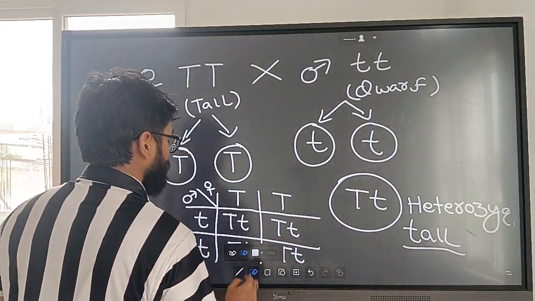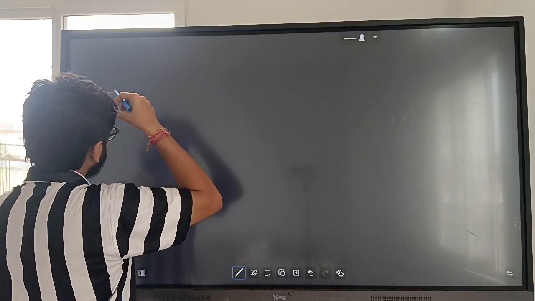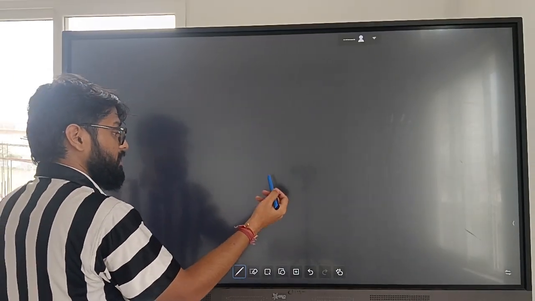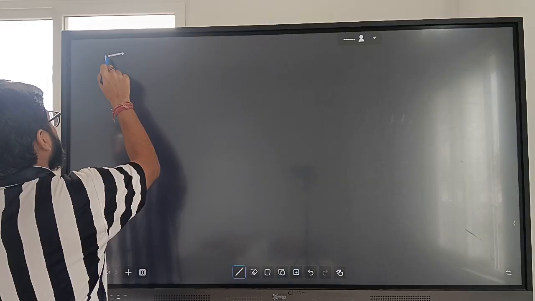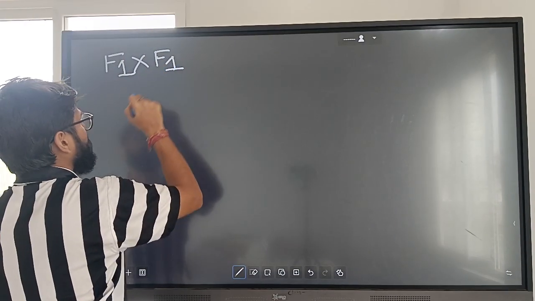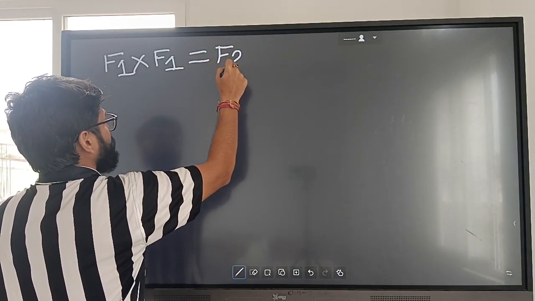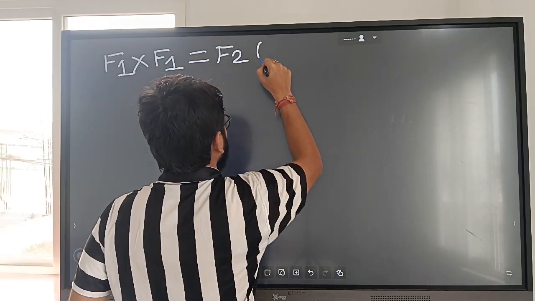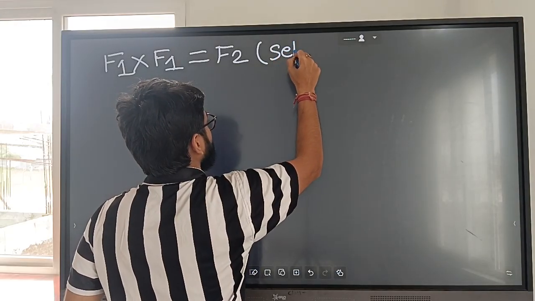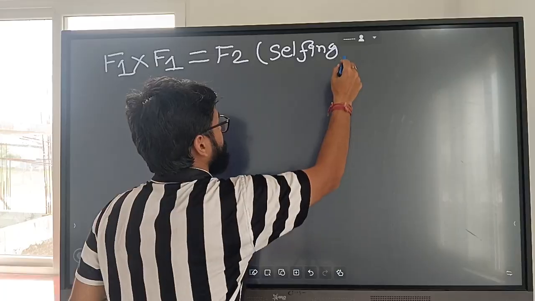Then moving further, what do we get? What happens when we cross an F1 with another F1? What happens when we do this? We get F2. That is, F2 is obtained by selfing.